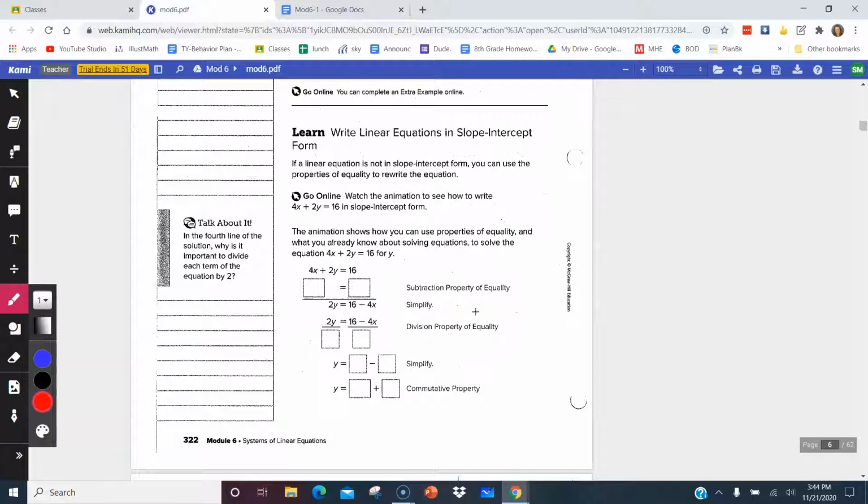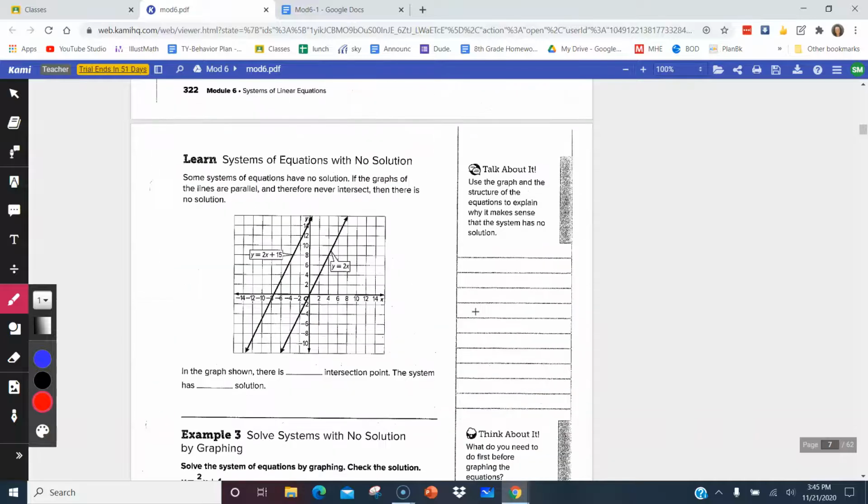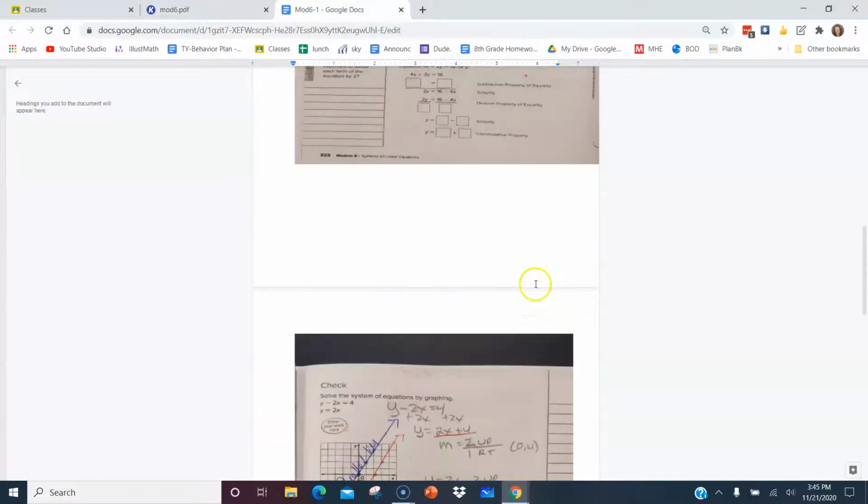Now, sometimes they don't give us the equation in slope-intercept form, so we have to rewrite it. And so when you rewrite it, you simply have to solve for y, get y all by itself. Do what you need to do to get y all by itself. Let me show you what they did over here.